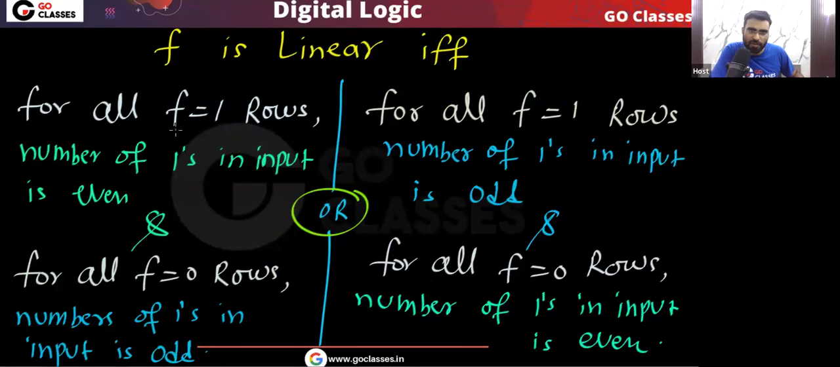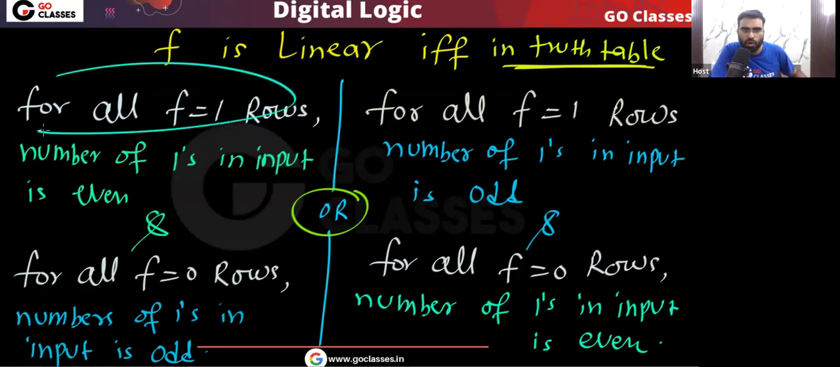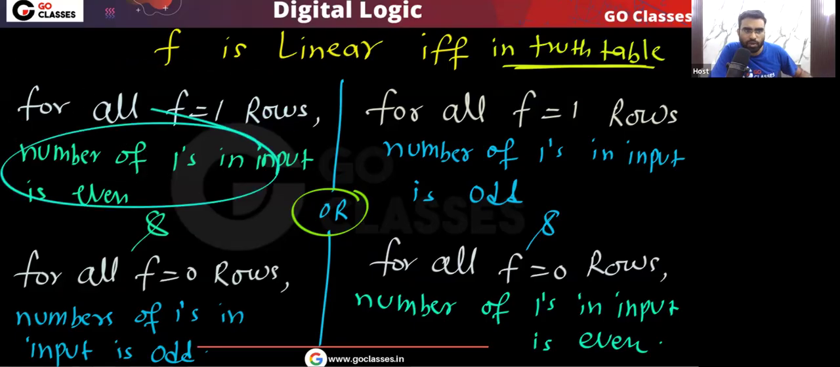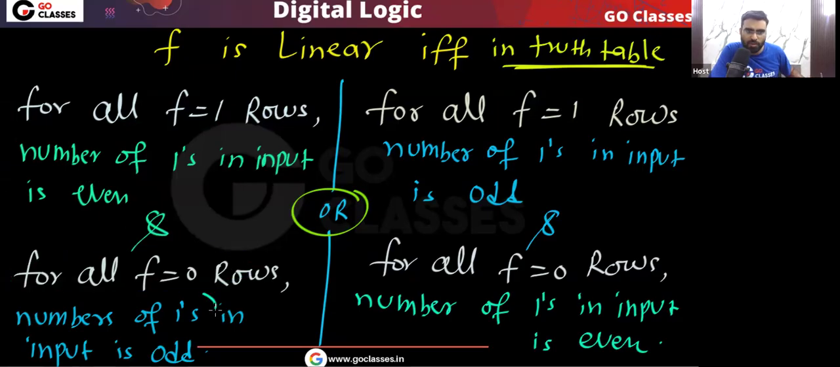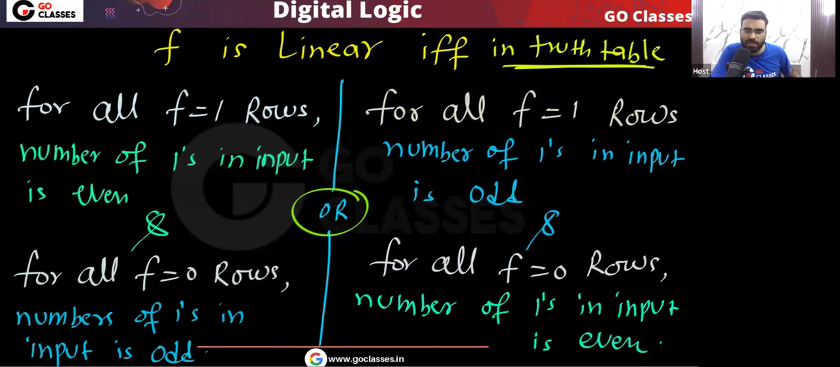It means you look at the truth table. In the truth table, for all f equal to 1 rows, the number of ones in the input is even, and for all f equal to 0 rows, the number of ones in the input is odd. Or this can happen: for all f equal to 1 rows, the number of ones in the input is odd, and for all f equal to 0 rows, the number of ones in the input is even. Is this clear? Please tell me.